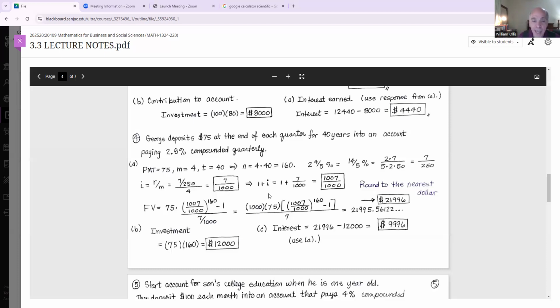Now, notice we can simply take the annual rate of interest, and then divide by 4, which is the M, to write the periodic interest. So now that's just 250 times 4, which gives us 1,000. So we have 7 over 1,000 as the fractional equivalent of the periodic interest.